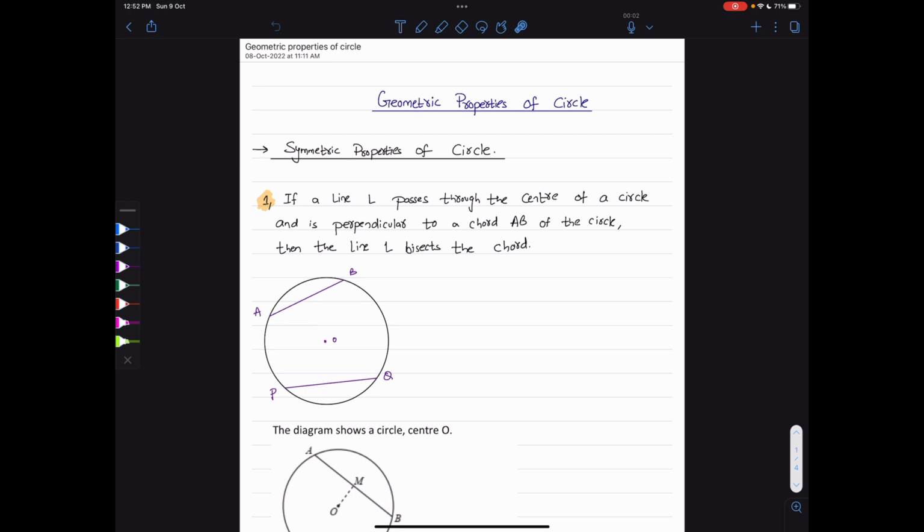A chord is any line that touches a circle at 2 points. It does not pass through the center of a circle. If it was passing through the center of a circle, then that would become a diameter. So this is a chord that passes through the circumference of a circle at 2 points.